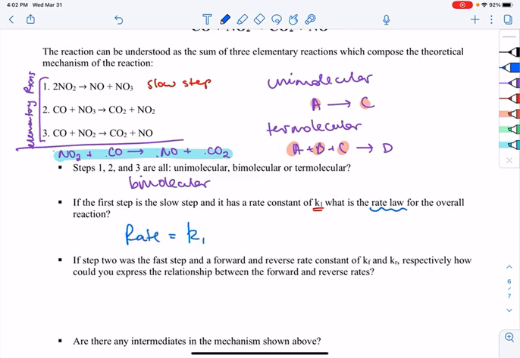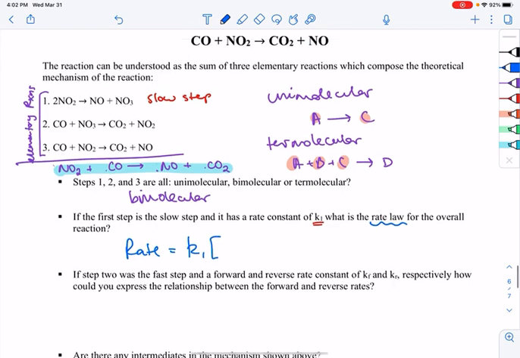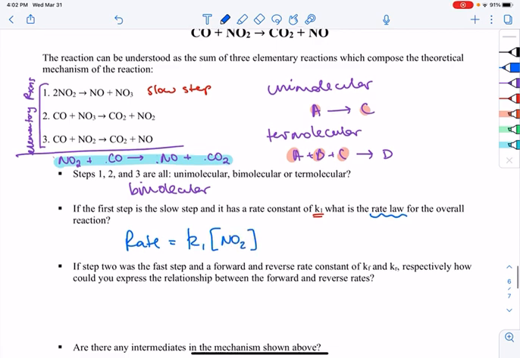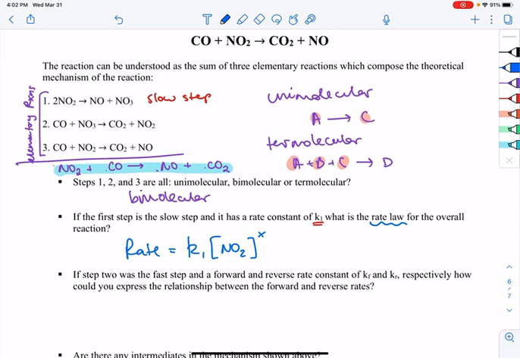And what are the things in step 1, in that slow step, that determines what the rate law of this is? We have NO2. Now you're like, oh gosh, what's the exponent there? Like we said previously, for elementary reactions, the stoichiometry is going to be the order. It makes it a lot simpler, but only when you're dealing with elementary reactions in a mechanism.